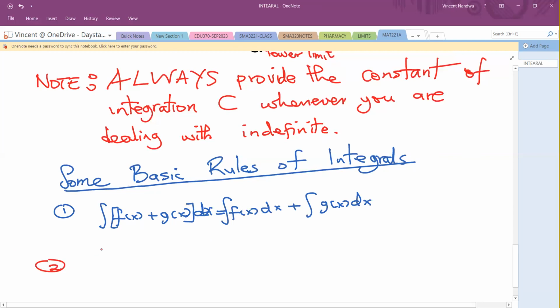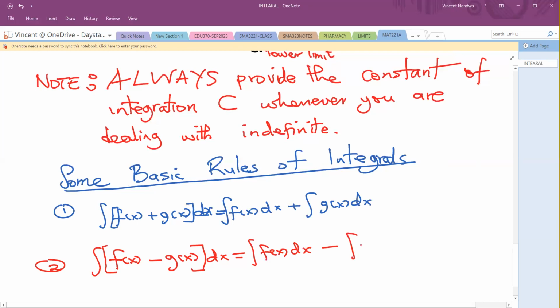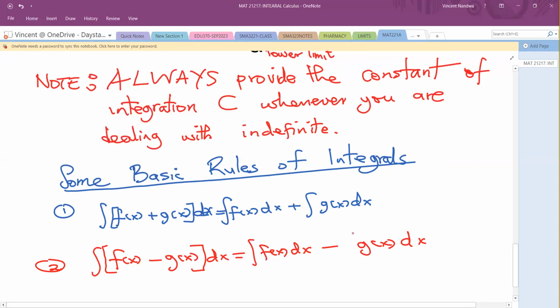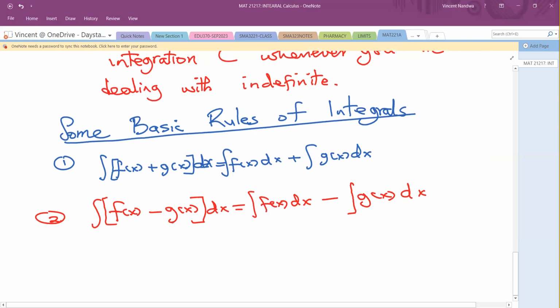Number two, and this still works whether you are dealing with definite or indefinite integrals, the same rule applies. The integral of f of x minus g of x dx is the integral of f of x dx minus the integral of g of x dx. Similarly, just the same way as for addition, if you subtract two functions, their integral is as good as the difference between the integrals of the two functions, both for definite and indefinite integrals.